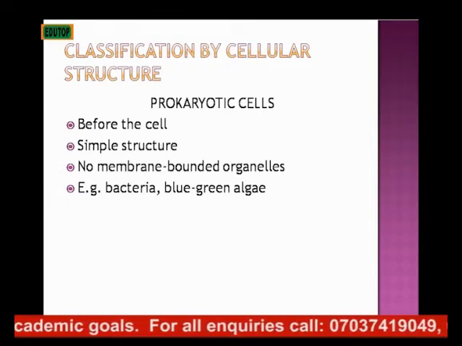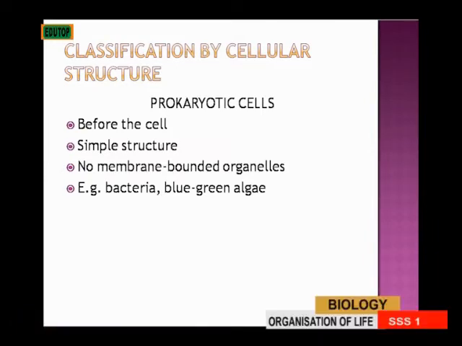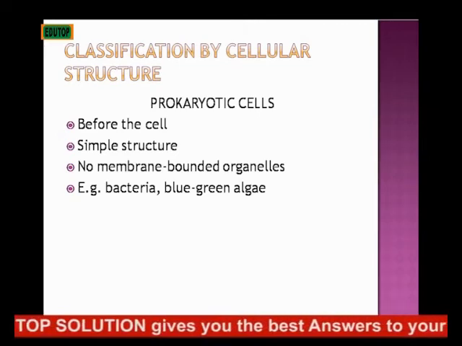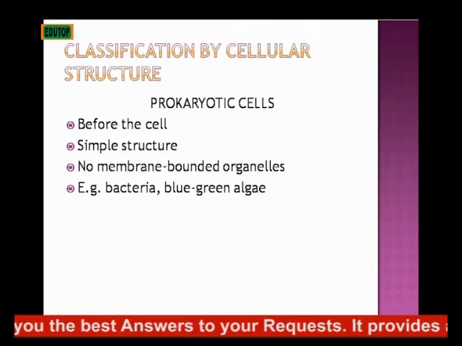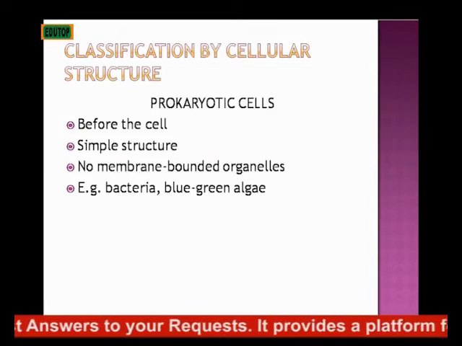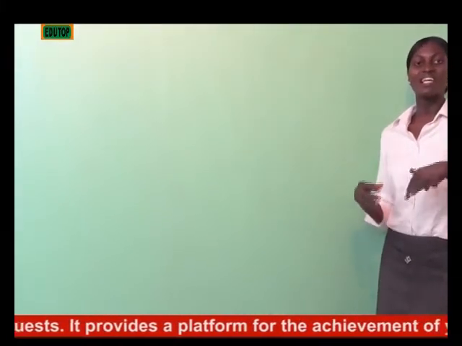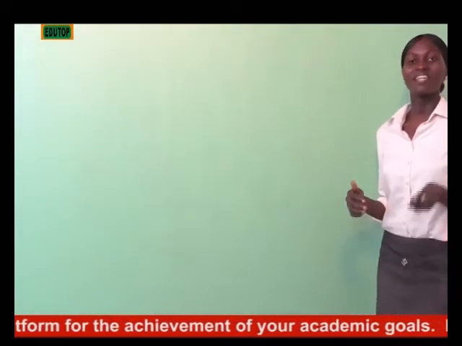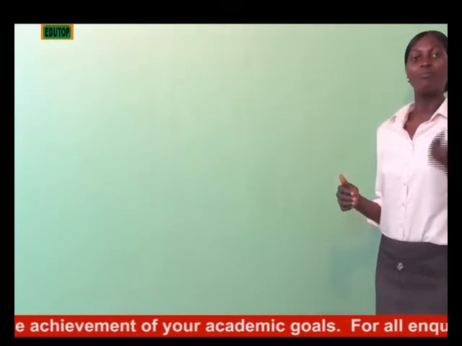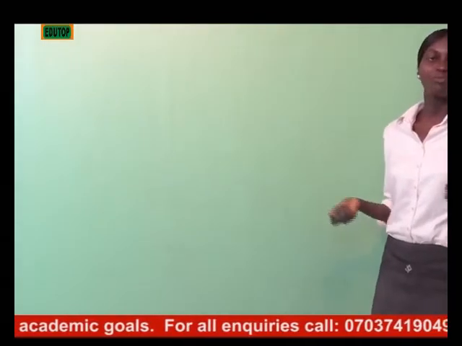When we talk about the cell and consider a typical plant or animal cell, you understand what an organelle is all about. But learn it now that prokaryotic cells don't have membrane-bounded organelles. An example of prokaryotic cell, we have the bacteria and the blue-green algae. So prokaryotic cell, I said before the cell, pro means before. It has simple structure, it does not have membrane-bounded organelles. So when you are asked to give an example of prokaryotic cell, you can easily remember bacteria, blue-green algae.